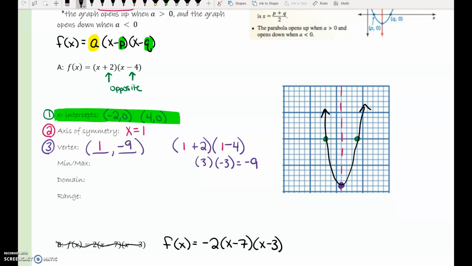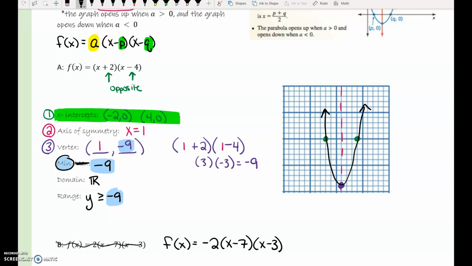Okay, does this graph have a minimum or a maximum? It has a minimum because the vertex is at the bottom, and the minimum value is negative 9. Remember that minimum value always matches the vertex. What about the domain? All real numbers. And the range? y is greater than or equal to negative 9. Again, that minimum value, all of the y values are bigger than the minimum value.